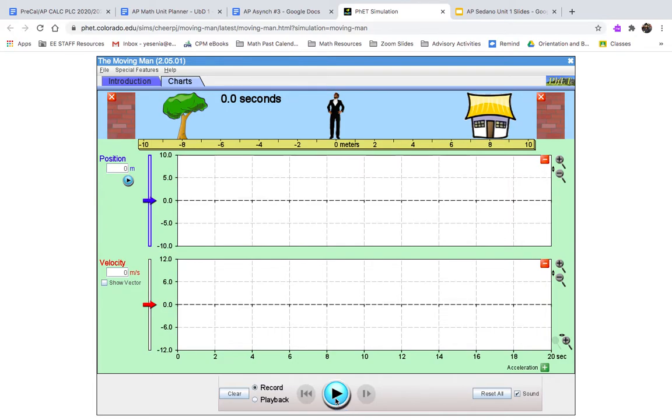First, make your predictions on what you think the position graph and the velocity graph are going to look like when the moving man moves slowly from 0 to the 8-meter mark where the house is. You're going to write it down, and we're going to see what happens. But you want to do it on your own. So I'm going to hit play, and I'm going to try to slowly move the moving man over to the house, which is 8 meters away.